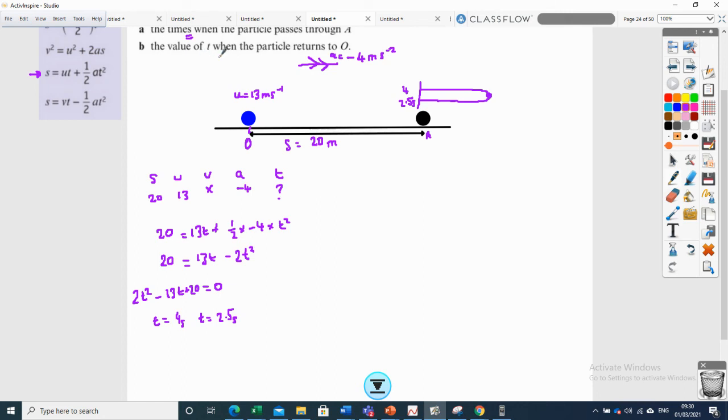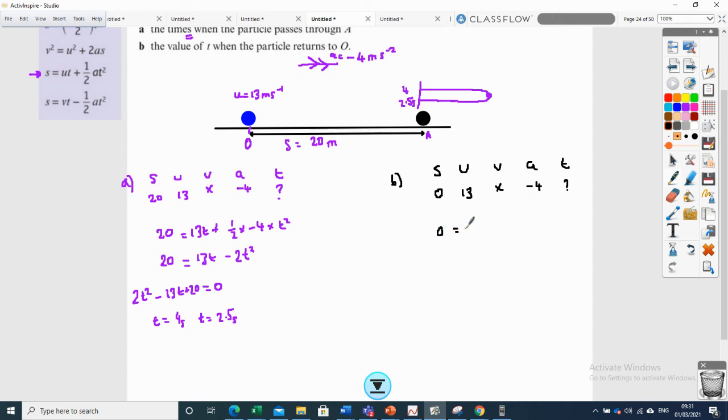Okay, it says then find the value of t when the particle returns to O. Change colours. B, S, U, V, A, T. So S is, now when it returns to O, then the displacement is 0. The initial speed is still 13. We don't have V, so we're not going to use that. This is -4, and time is what we're after. Okay, so it's the same scenario as the previous one.